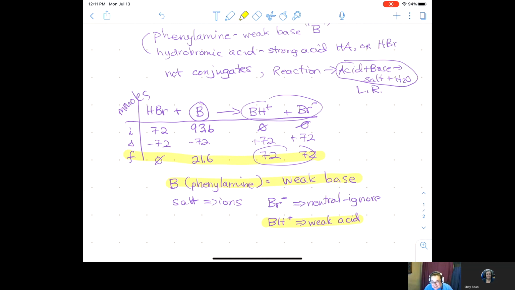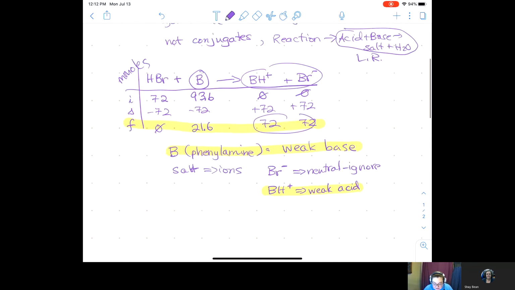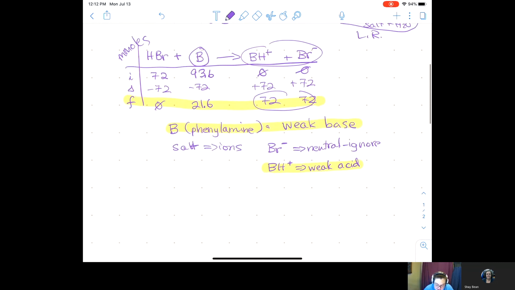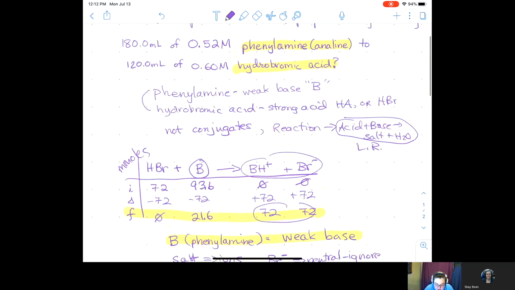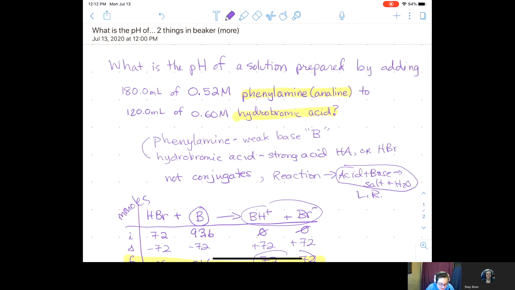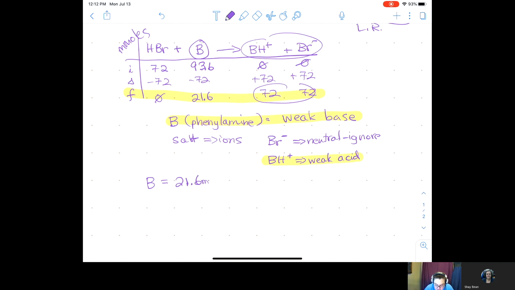The next question I ask myself, we're going in circles here until we get to the final answer. Are they conjugates? And they are. And they have to be. Once you've done the acid-base reaction, if you're left with two things in the container at that point, they have to be conjugates of each other. So I'm left with this phenylamine. I'm left with 21.6 millimoles in, let's see, 180 plus 120, in 300 milliliters to get my concentration.